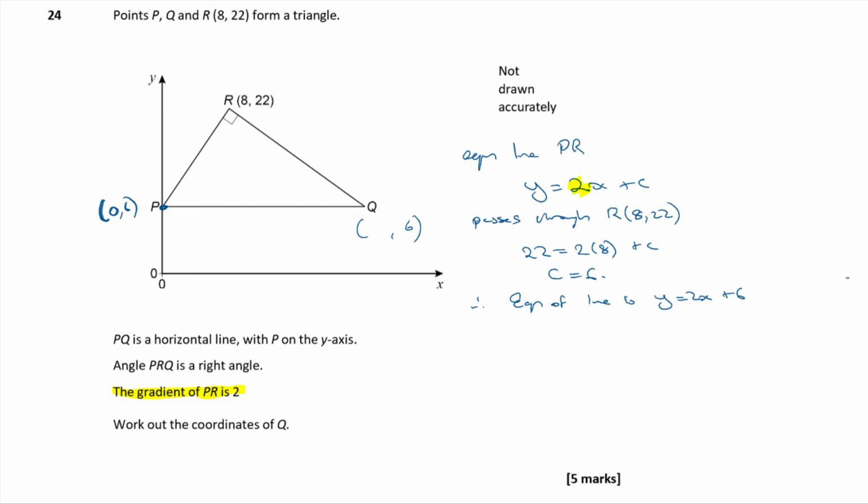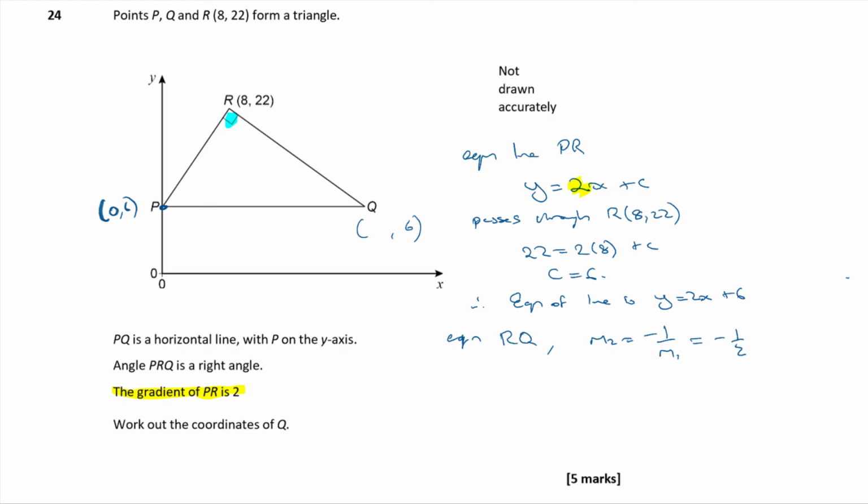Now, what else do we know? We've got this right angle up here. This could help us. That tells me that the gradient of this line, RQ, is going to be the negative reciprocal of the gradient of PR, isn't it? So for the equation of the line RQ, its gradient, M2, is going to be the negative reciprocal of the gradient M1 of the first one.